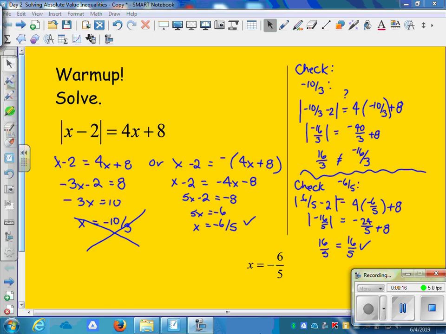Check your work for the warm-up problem. You'll notice that you do get two solutions. However, when you go to check both of them, the negative 10/3 doesn't work.